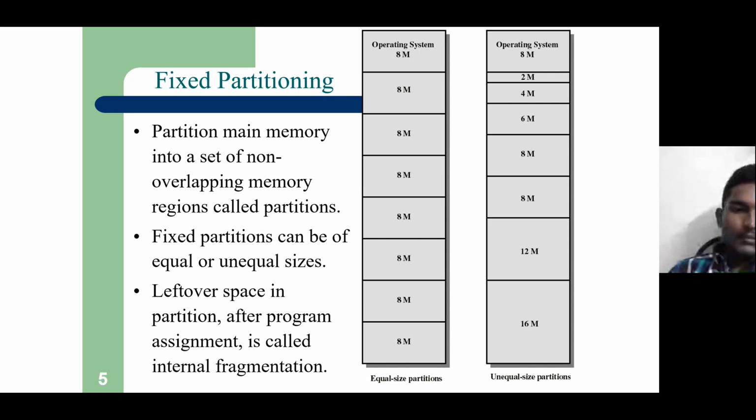Fixed partitioning: partition main memory into a set of non-overlapping memory regions called partitions. Each block is called a partition. Fixed partitions can be of equal or unequal sizes. Leftover space in a partition after program assignment is called internal fragmentation. So each process is loaded for execution. When the process size is less than the partition size, the leftover memory in the partition is known as internal fragmentation.